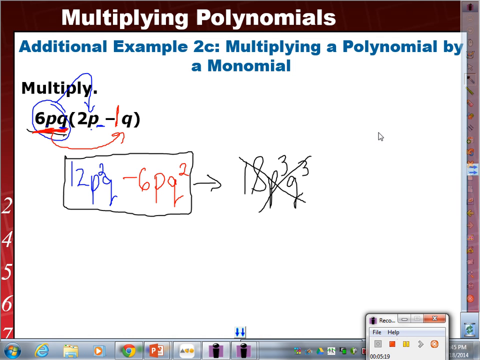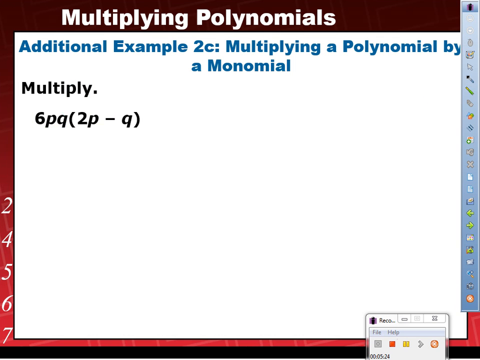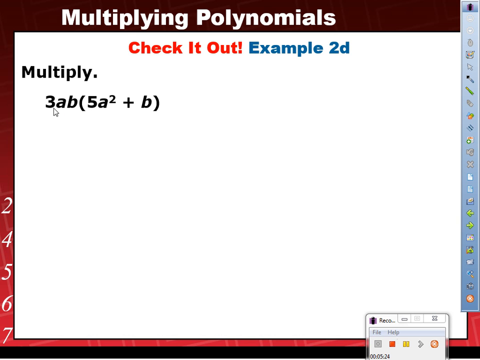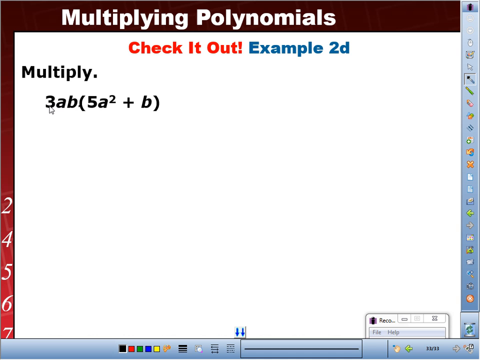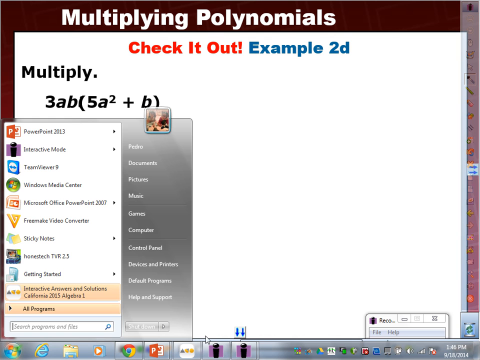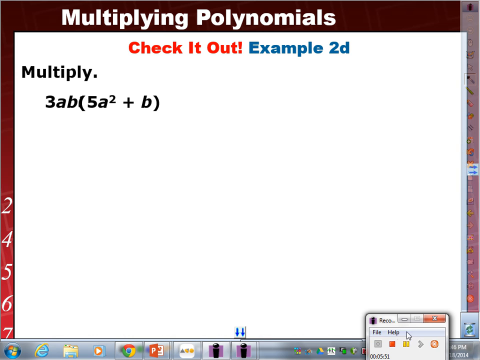Here it goes. Copy this next one, please. See if you can multiply that one using distributive property. And by the way, we are using distributive property, right? Okay. So use distributive property. Find me the product for that one. It says multiply, and we got 3ab times 5a squared plus b, close parentheses. I'll give you guys about 45 seconds. Go.